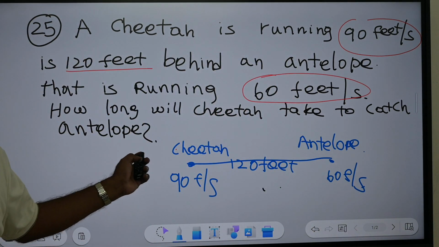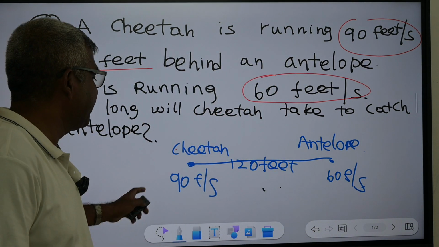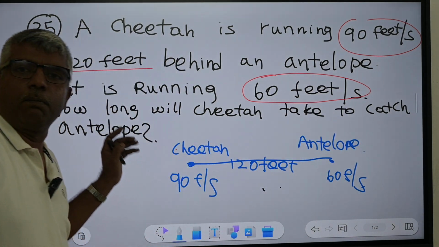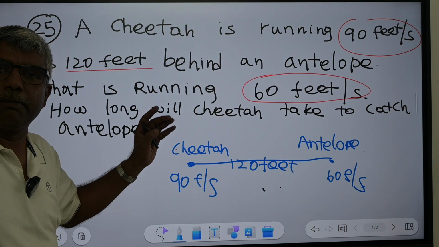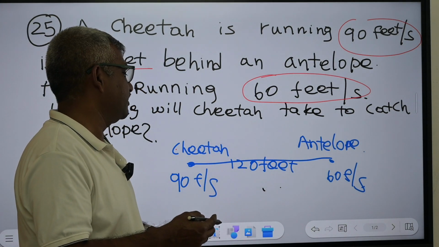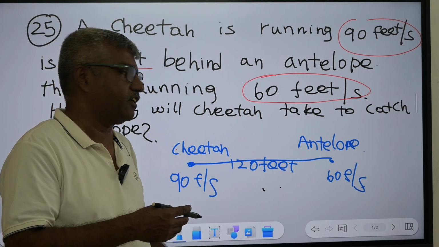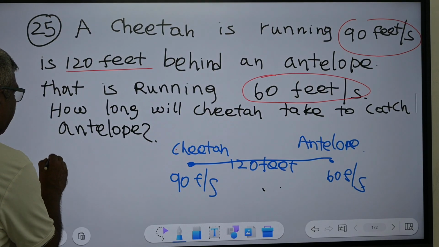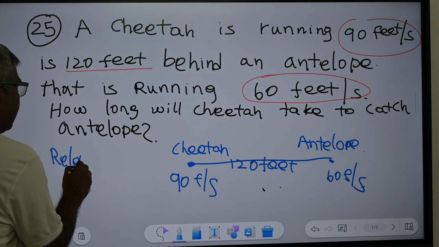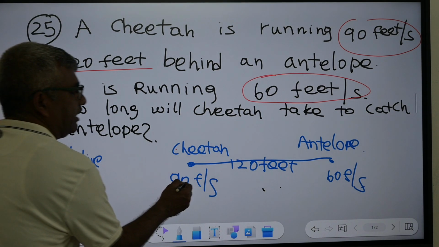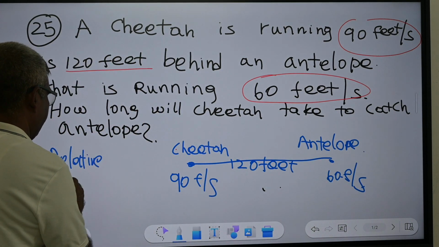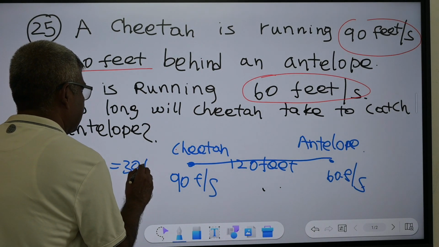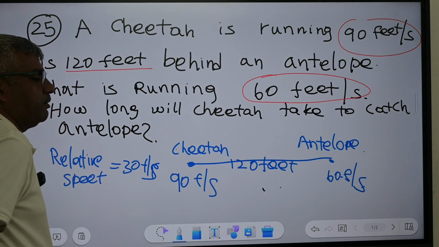Okay. What is the relative speed? Relative speed means the cheetah is going 90 feet per second and the antelope is going 60 feet per second, but the cheetah will overtake the antelope with a speed of 30 feet per second. It is called relative speed. Relative speed is 90 minus 60, which is 30 feet per second.